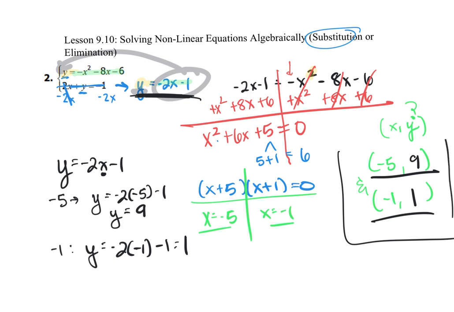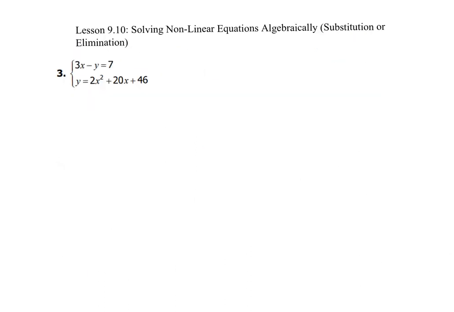So this one also had two solutions. Okay, make sure again you're writing all your solutions as ordered pairs, just like this. All right, example number 3.